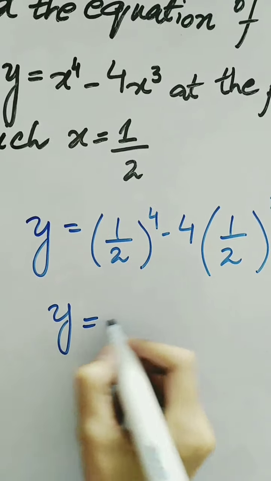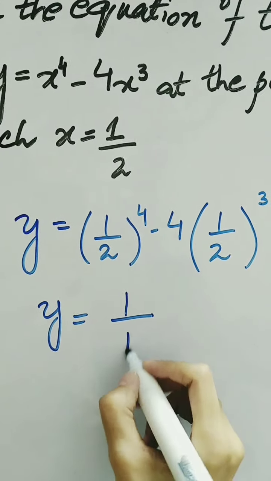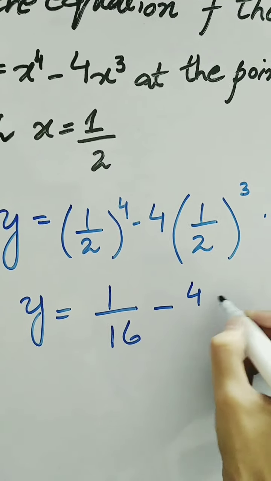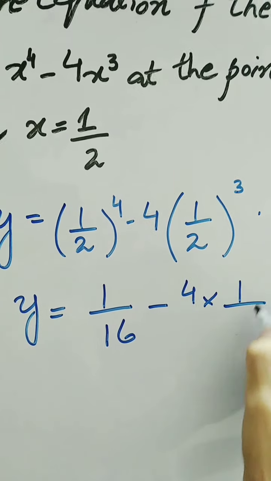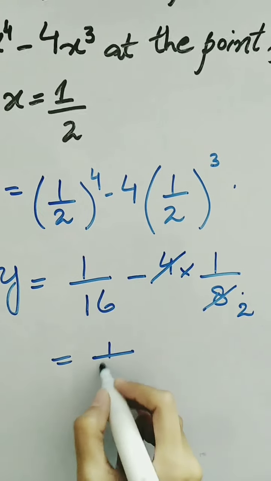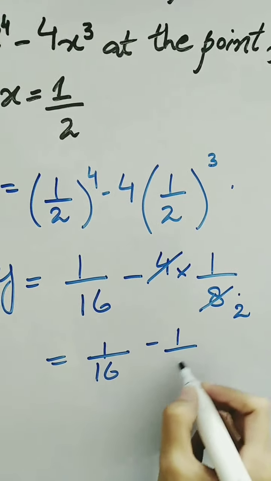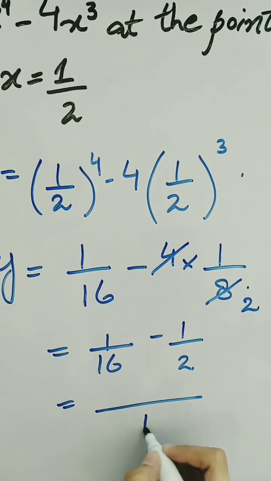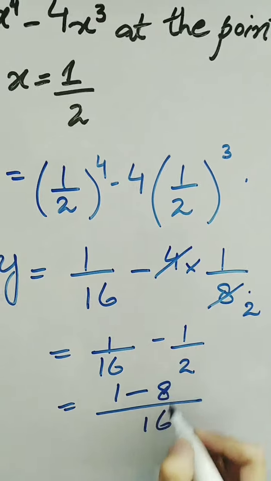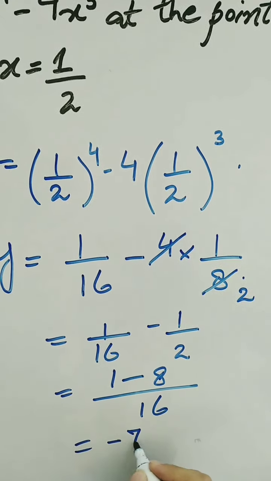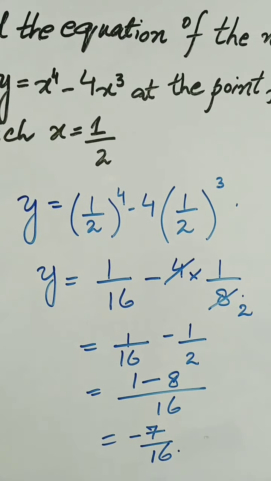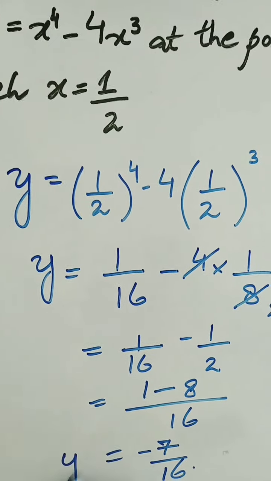So we have y equals 1 over 16 minus 4 into 1 over 8. So we have 1 over 16 minus 1 over 2, or after taking the LCM we will have 1 minus 8, and we have minus 7 over 16. This is the value of y.